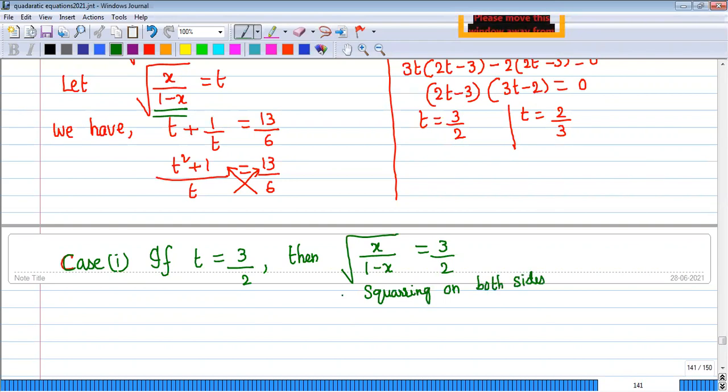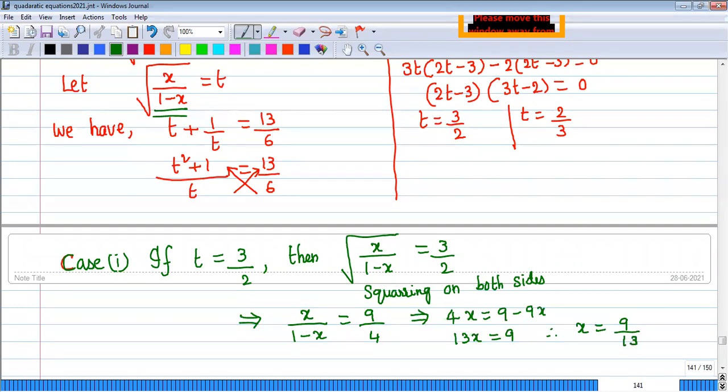So what does it become? If you apply the squaring on both sides, you get root of x upon 1 minus x whole square is x upon 1 minus x. But here, very important, right hand side, 3 by 2 becomes directly 9 by 4. Cross multiply: 4x equals 9 minus 9x. Bring minus 9x this side. That will be 13x equal to 9. So therefore, x is equal to 9 upon 13. It is one of the values. But we need to discuss case 2 also.